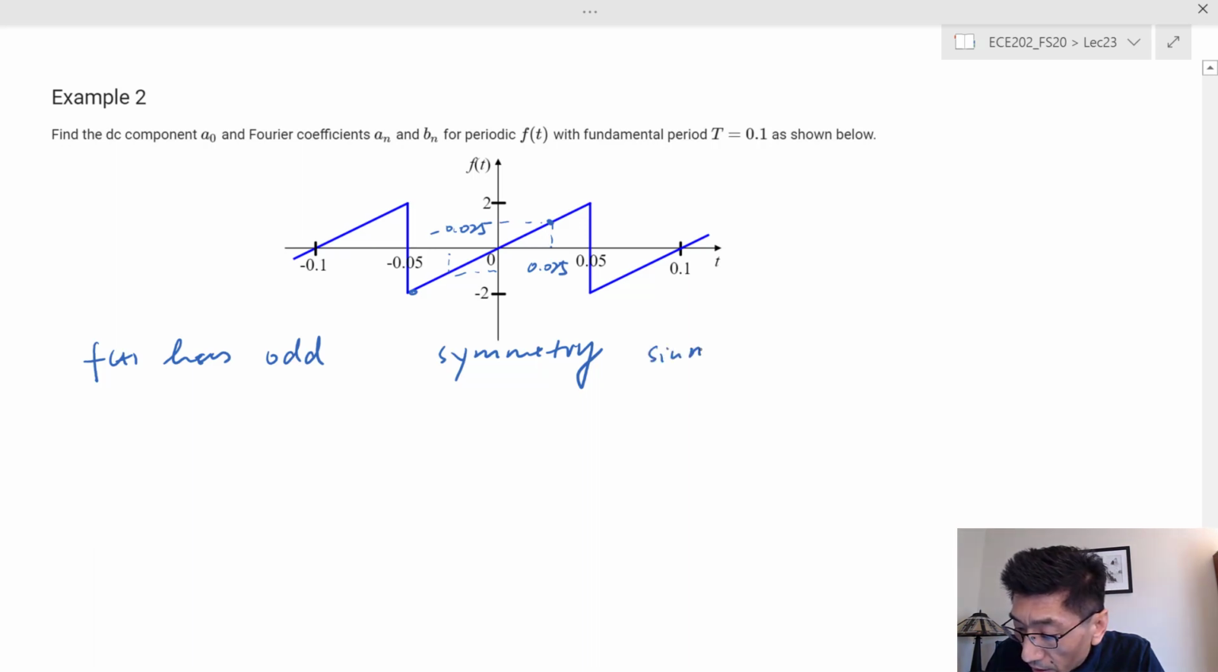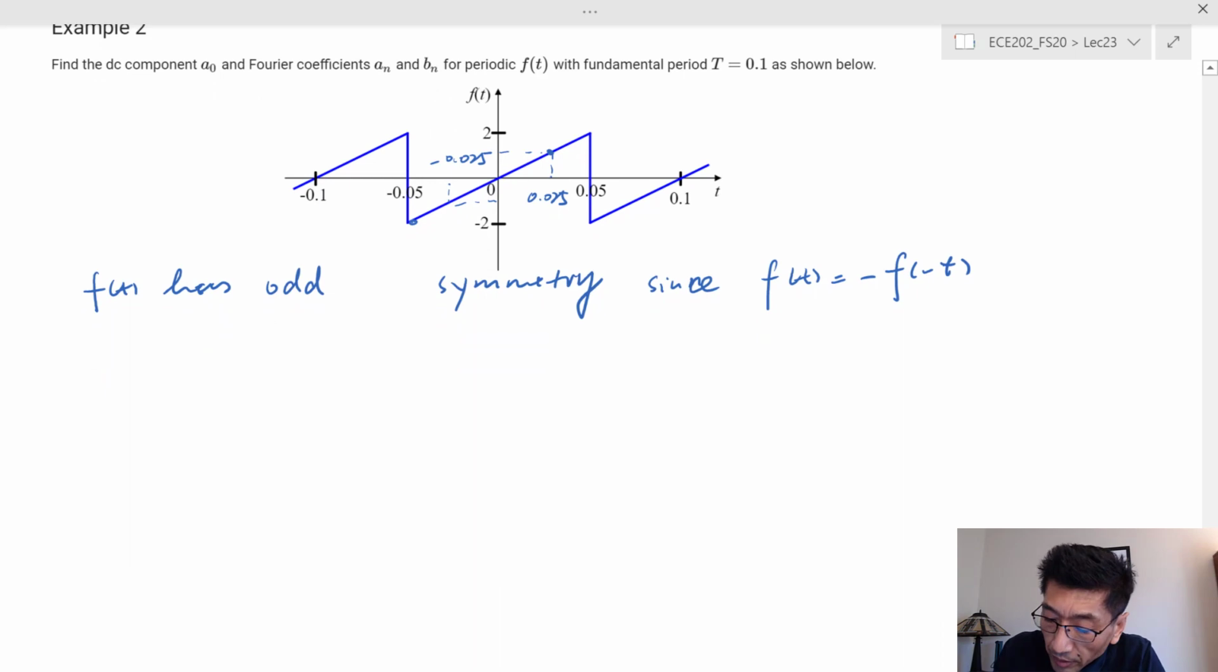Since f(t) is equal to negative f(-t), we only need to find the bn's. The an's are going to be 0 for n equals 0, which includes the DC component, and also all the AC ones. These are all the an, so we don't really need to find an.